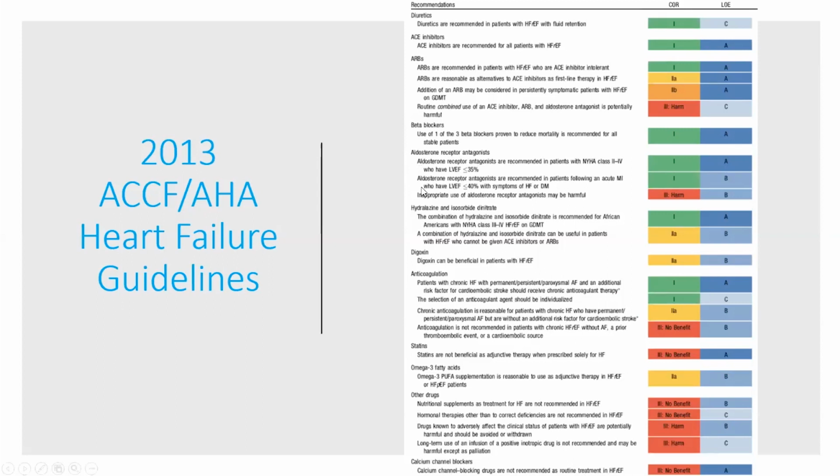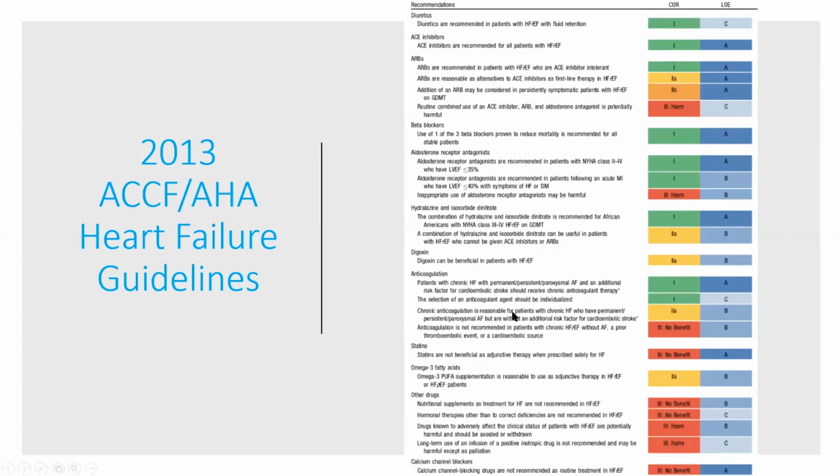However, there is an exception if patients have an acute MI who have LV EF less than 40% and they have symptoms of heart failure or diabetes. That is also a class 1 indication. They have also made their way into heart failure with preserved EF for hypertension control.